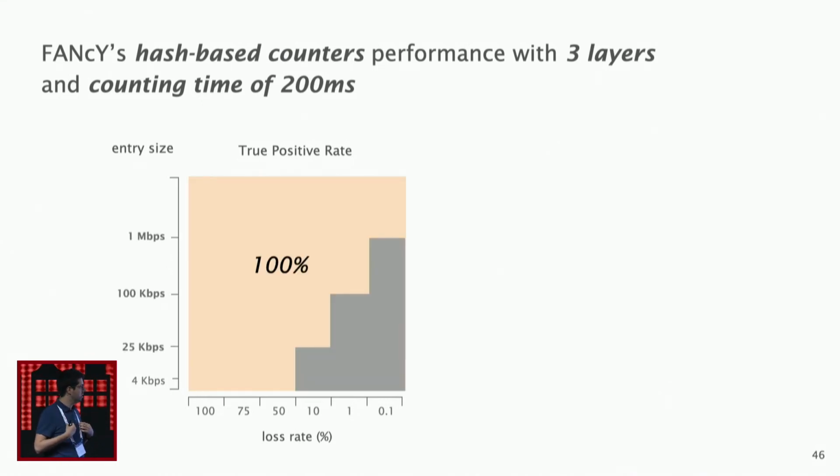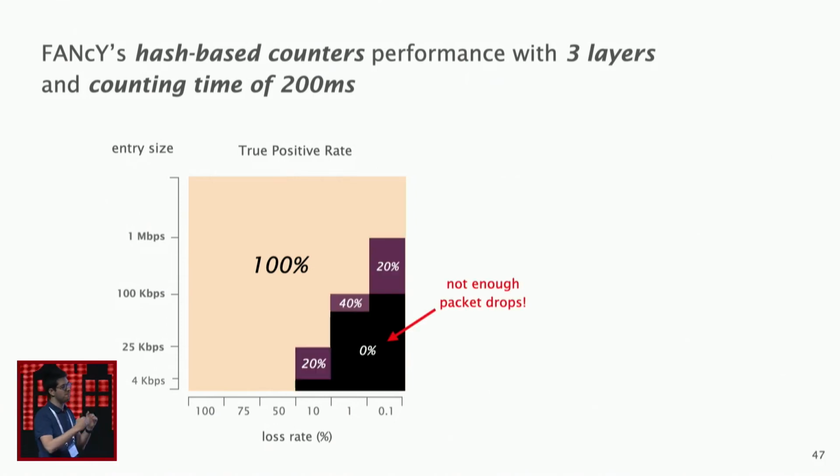Now here, what you can see is that this whole yellowish area is the area in which the hash-based counter of Fancy can detect all the failures with 100% TPR for all the experiments. And we can see that if the traffic is more than 1 megabit per second, it can detect those failures for any loss rate. However, as the traffic per entry decreases and the loss rate also decreases, we can see that the performance of the hash-based counters starts to decrease. We can even see this area where we have a 0% TPR, but this is more of an artifact of our experiments, because at very low rates and low loss rates, we almost have no packet drops.